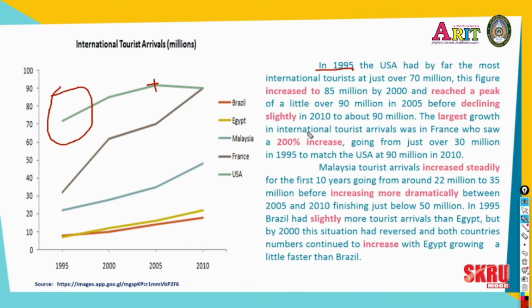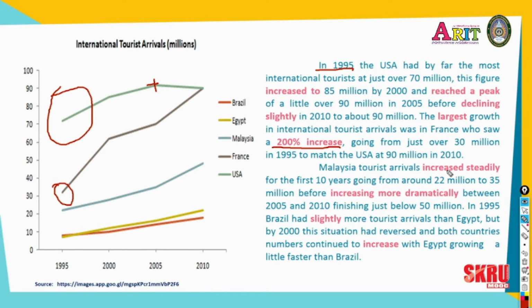The largest growth in international tourist arrivals was in France, so our second country, moving down top to bottom, left to right, who saw a 200% increase. We started at around 30 million and finished up close to 90 million, so almost 200% increase. It's not exact, but close enough. Going from just over 30 million in 1995 to match the USA at 90 million in 2010.